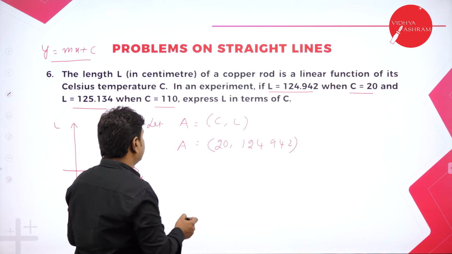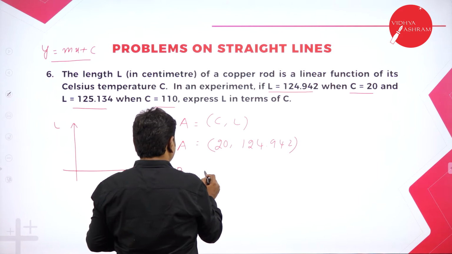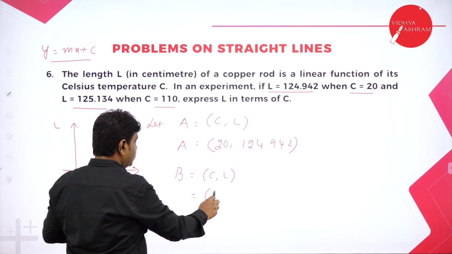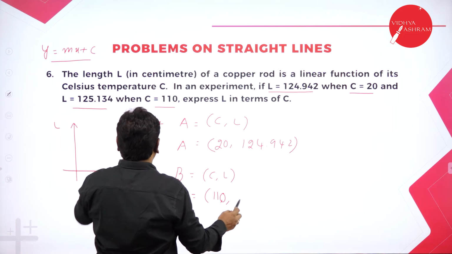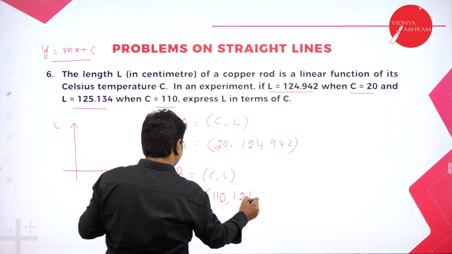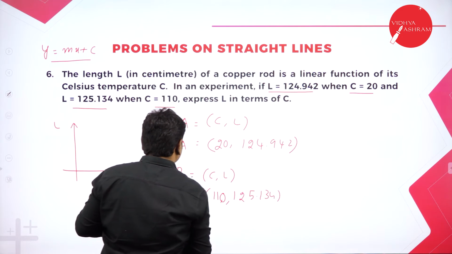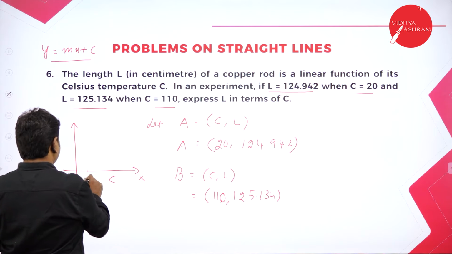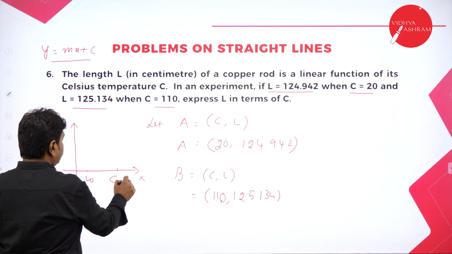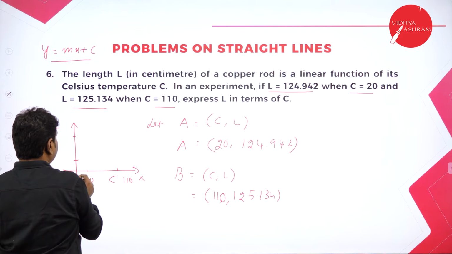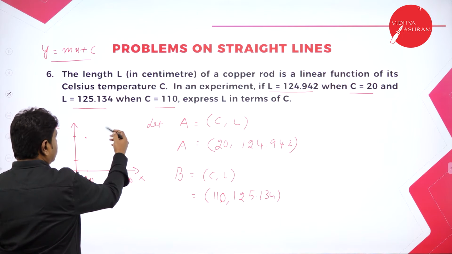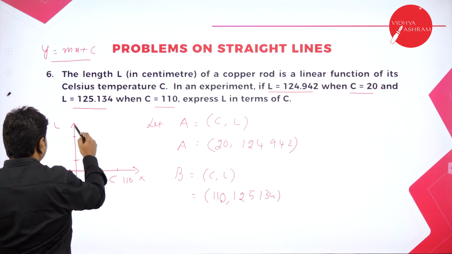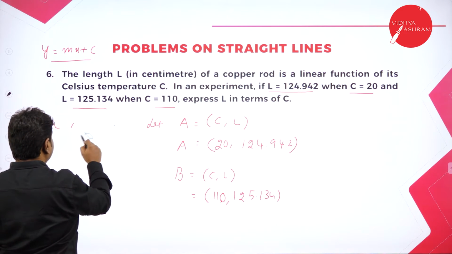Similarly, get the value of B, that is the second set. B is also a function of C and L. So the second set of C is 110 and L is 125.134. So if I plot A and B, we'll get one point, and again we'll get one more point, and we have to plot the graph, or directly, without using this, I can just represent a point.